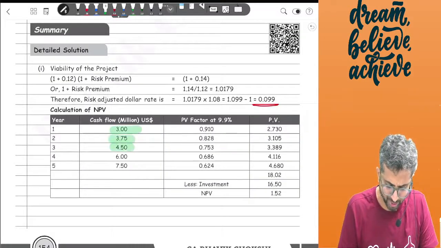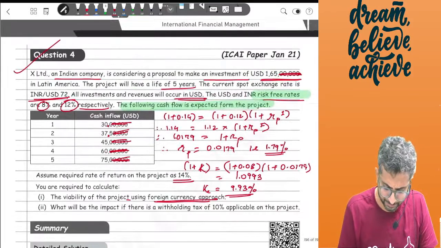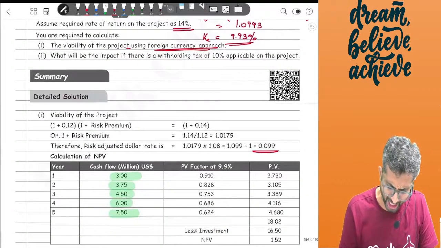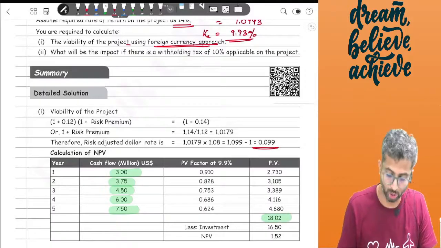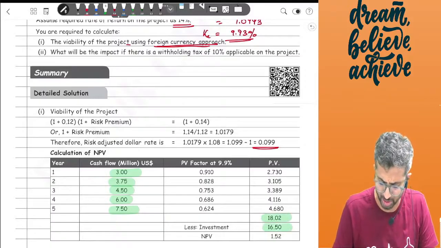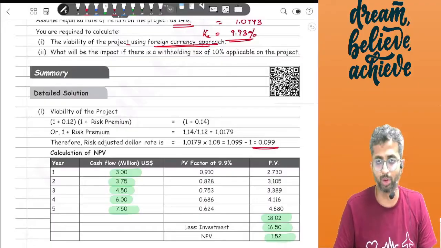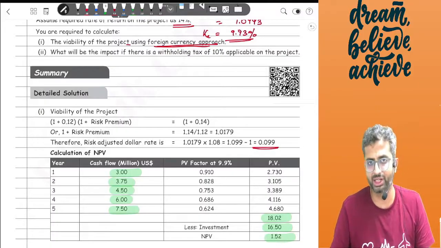They have done this in million. We were thinking to do it in lakhs. And hence, if you discount it, this will come to around 18.02. Now, 18.02 less the investment of 16.5 will give you an NPV of 1.52. If the NPV is positive, you will accept the project.